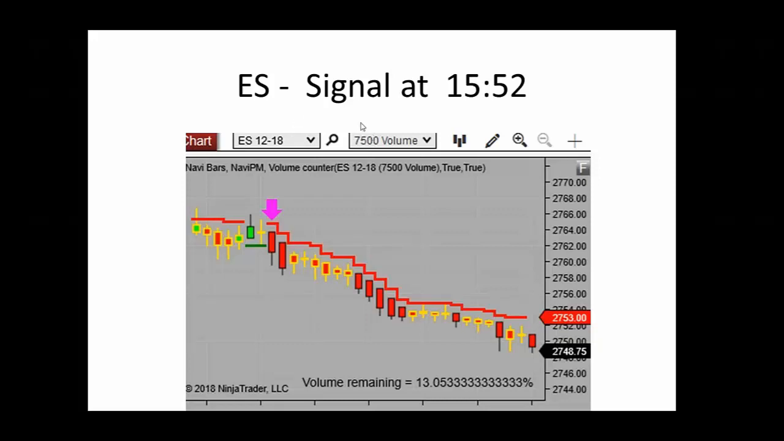All right, so here is an example of a volume chart, again with the E-mini giving us a sell signal. And that sell signal came in at about 27.58, and we moved down to 27.48.